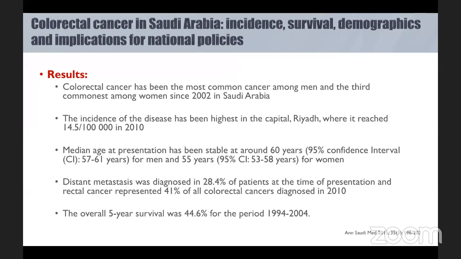The median age, which is strange, for males was around 60 years old, and for women was around 55 years old. So unlike what we see in the international data, our women seem to have a tendency for getting colorectal cancer at a younger age. And distant metastases were diagnosed in about 30%, and this was mainly represented in rectal cancer, which presented at 41% of colorectal cancer. The overall 5-year survival was 44.6% for those periods.